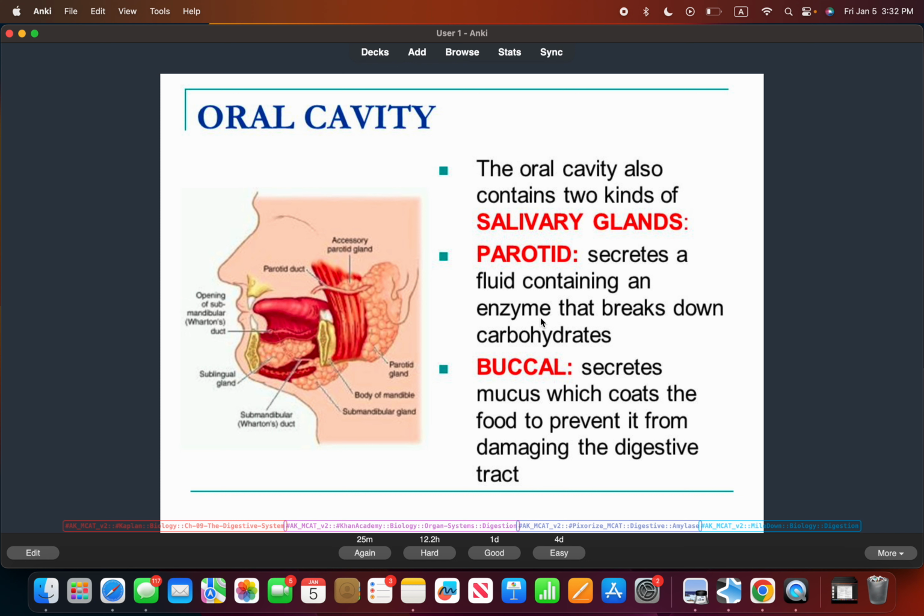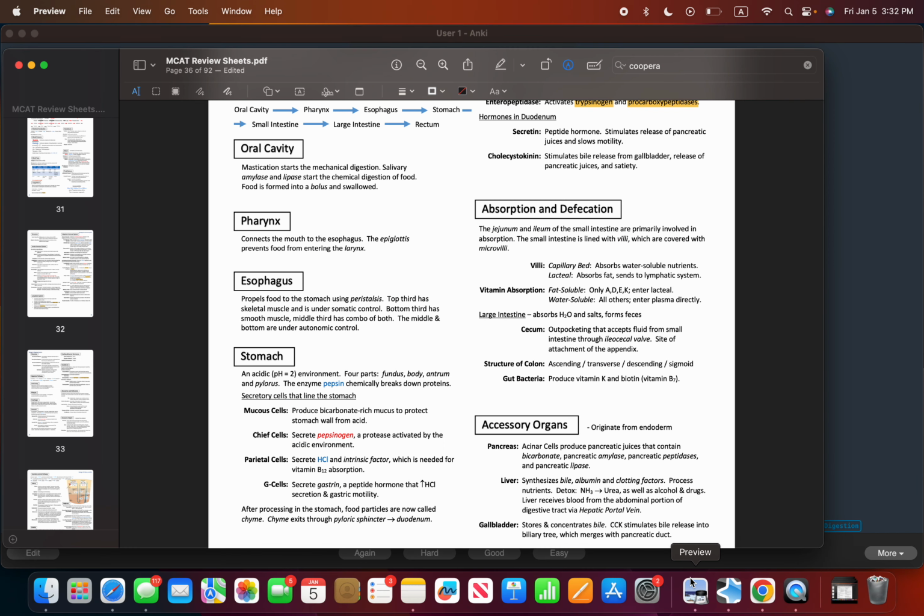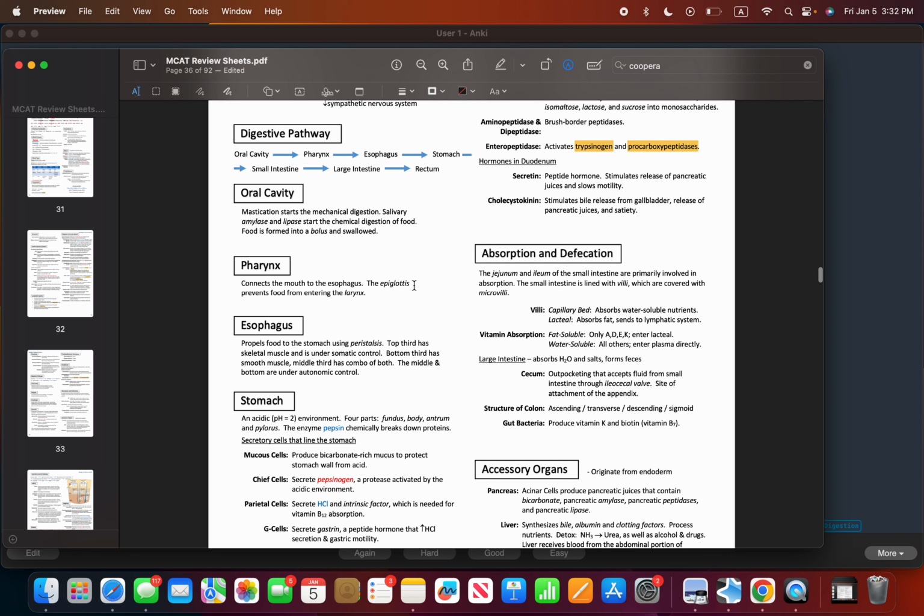So the parotid salivary gland breaks down carbohydrates, and the buccal secretes mucus that coats the food to prevent it from damaging the digestive tract. We did not have it here, so we can add a text box here.